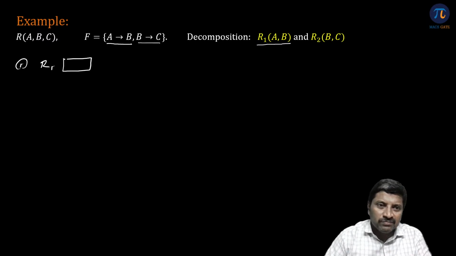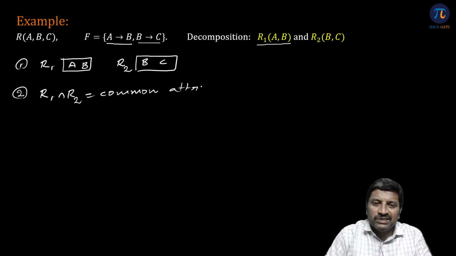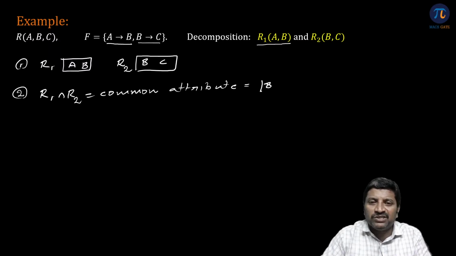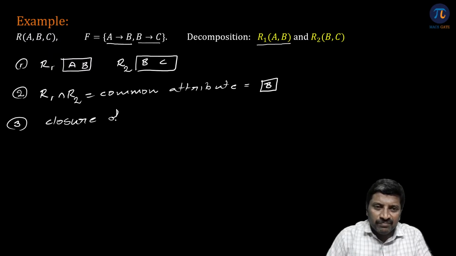Now the first step, they already given, sir. What is R1? A comma B. What is R2? B comma C. The second step, R1 intersection R2. Or simply we can say what is the common attribute. In this example, it is B. Now, what is the third step? Closure of B. What is closure of B, sir?